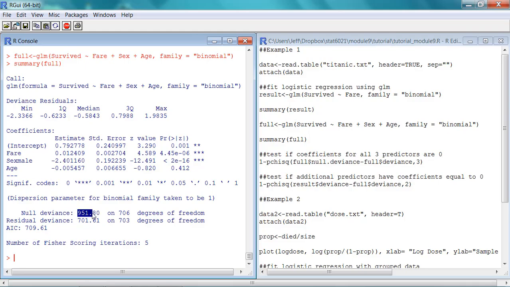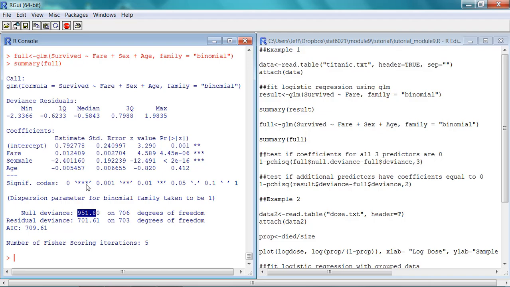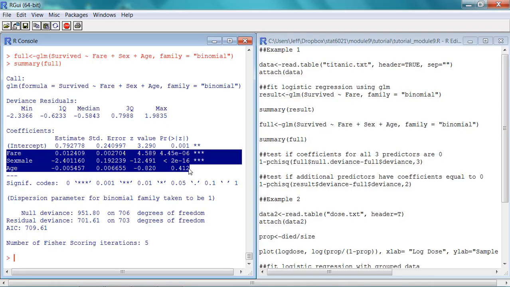Notice the null deviance stays the same. So as long as your response variable is the same, the null deviance for your model will remain the same regardless of the number of predictors you add in. So the next thing we could do is to say whether all these three coefficients are 0 or whether at least one of these is different from 0, right? So that's like the ANOVA F-test in a linear regression setting, right?